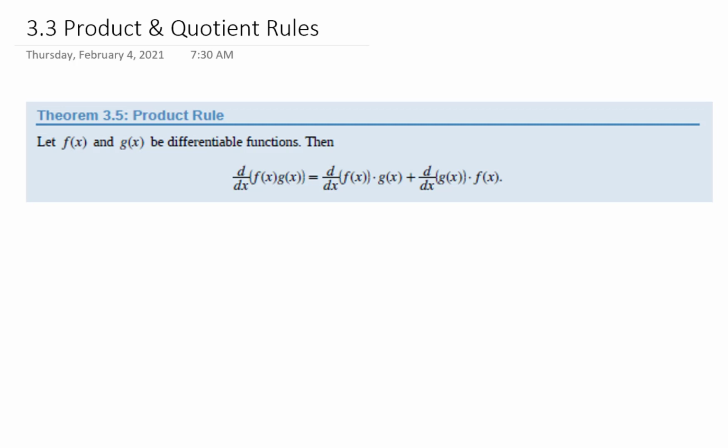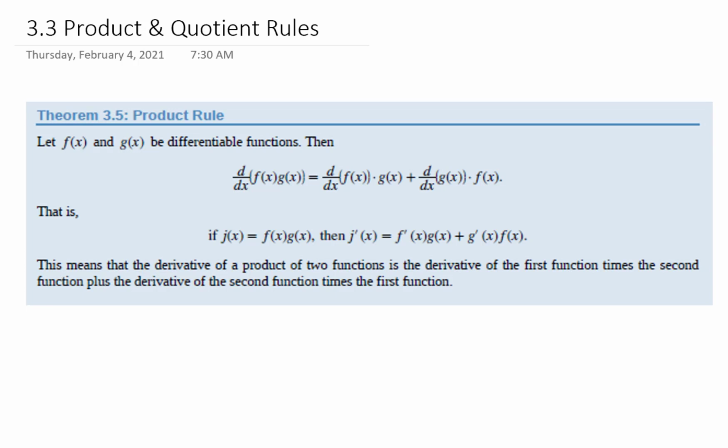We're going to go ahead and take a look at the product and quotient rules from section 3.3. We're going to start with the product rule. If we start with differentiable functions f and g, then the derivative of their product is the derivative of the f function times the g function plus the derivative of the g function times the f function.